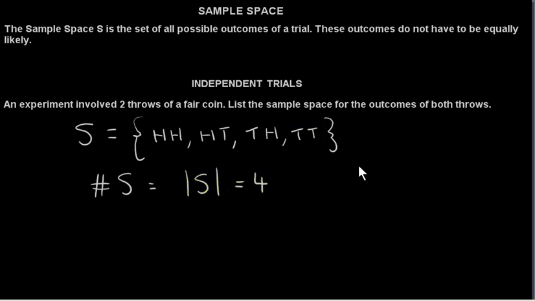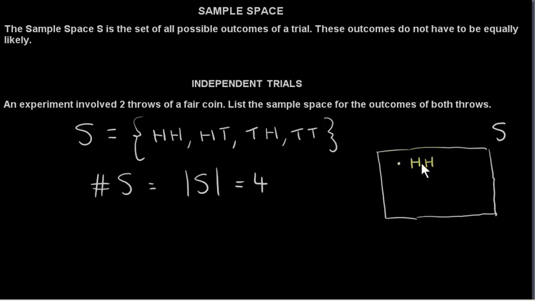We could show these elements on a Venn diagram. We could draw a rectangle to represent the set S, and a dot represents each outcome. So we're going to have 4 dots, and we write the name of the outcome next to the dot.